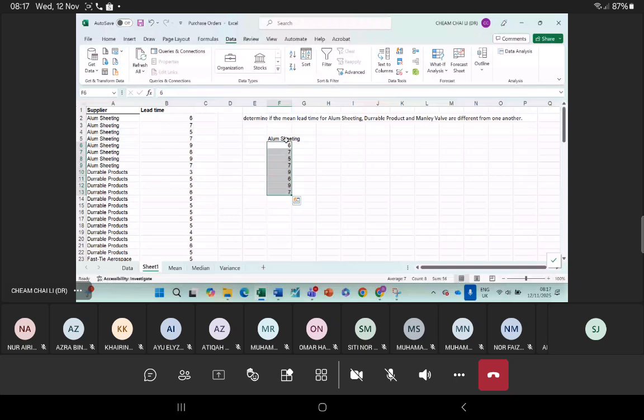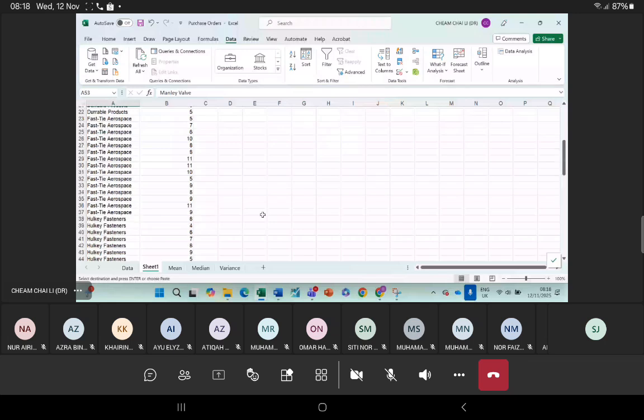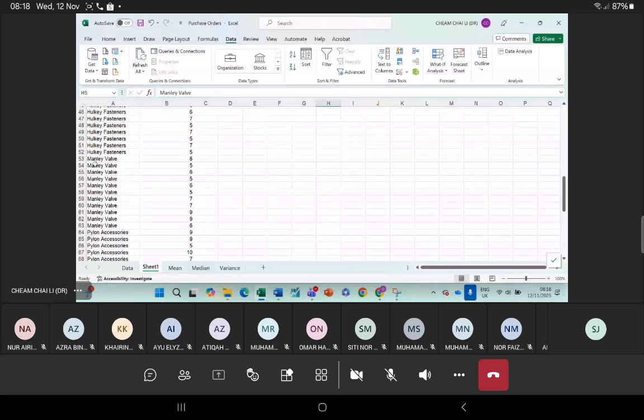the durable product. So for this durable product, make sure you copy all the durable product supplier's lead time. Then you rearrange it in another column, right? And then next we have the manifold valve. Okay, so letak nama dulu dekat sini, and then only copy the lead time, right? Kita nak lead time untuk calculate dia punya mean.